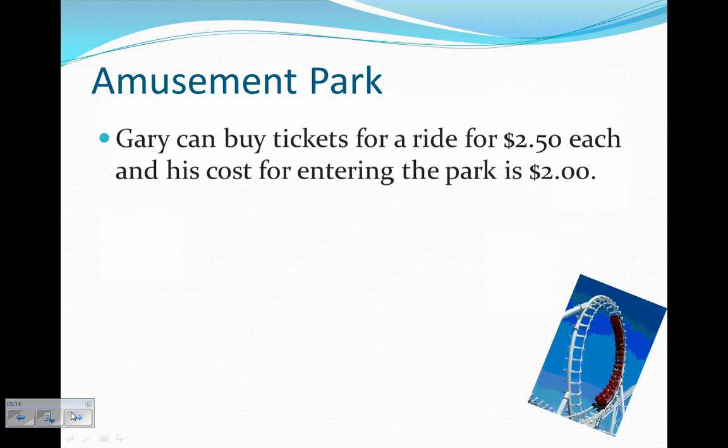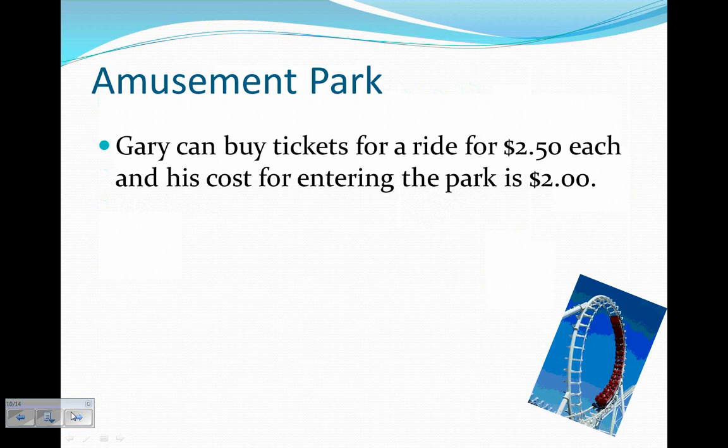So, for example, at an amusement park, Gary can buy tickets for the ride for $2.50 each, and his cost for entering the park is $2. Okay, look at this. Let's think about it. This is part of what we've already talked about. Which number would be my coefficient, and which number would be my constant? Okay, I want you to think about that, and we'll come back to that in a minute.